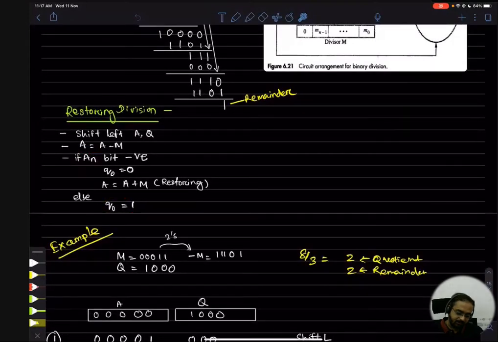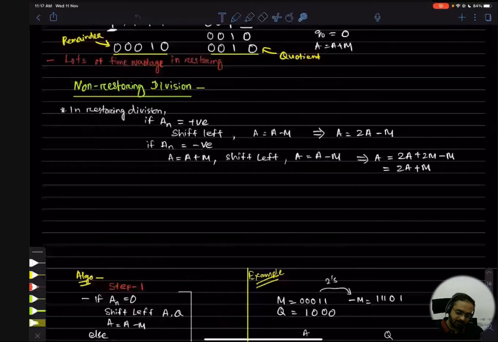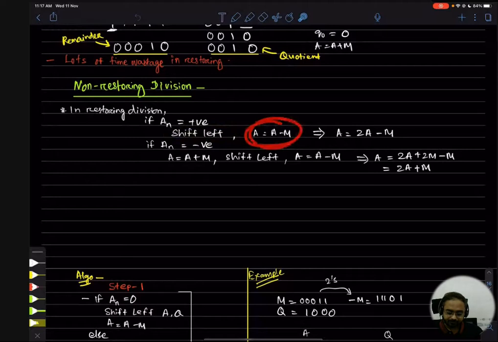If it is positive, you set the q0 value and go to the first step: you shift a and q to the left side and do a is equal to a minus m. So whenever the n bit is positive, you shift a and q to the left and do a is equal to a minus m. You know what shifting left means.